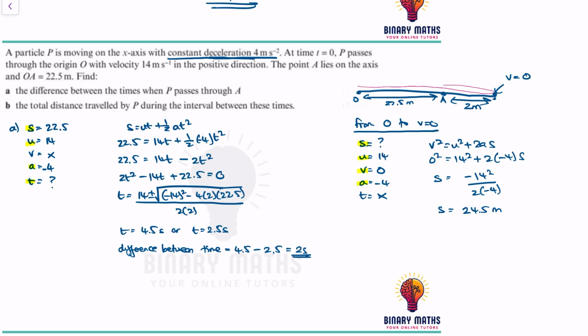So that means if this thing is 22.5, this must be 2. This must be 2 meters, which means the total distance traveled by P during the interval between these points is just going to be the 2 meters there and then the 2 meters back. So it'll be 2 meters plus 2 meters, which is equal to 4 meters. So the distance traveled by P during the interval is equal to 4 meters in total.